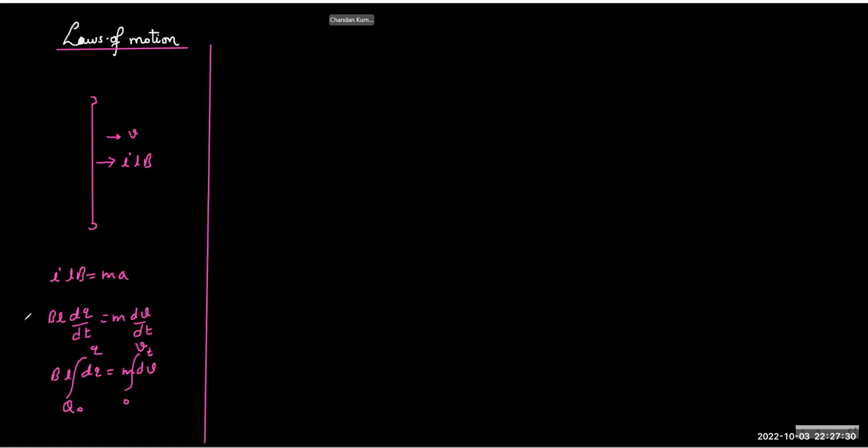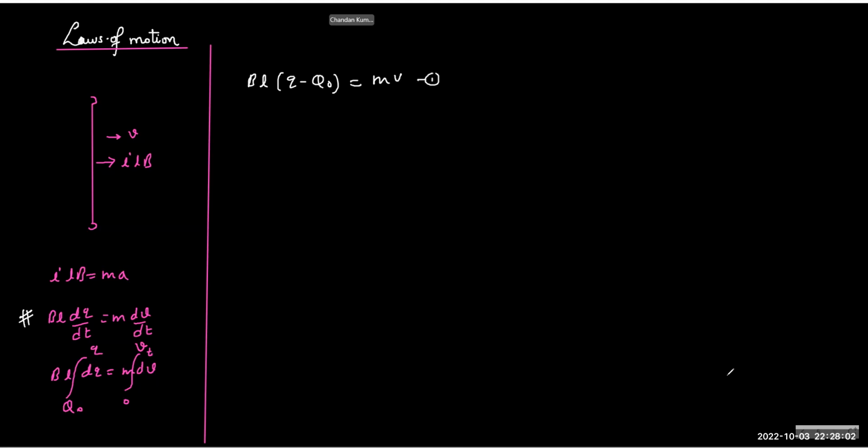So this is the takeaway question. This is the equation which is difficult to think. So BL times (q minus q naught) will be equal to mv, and in a way we are done.